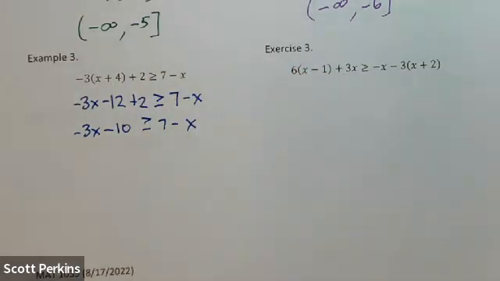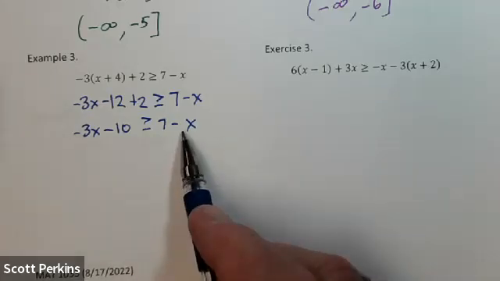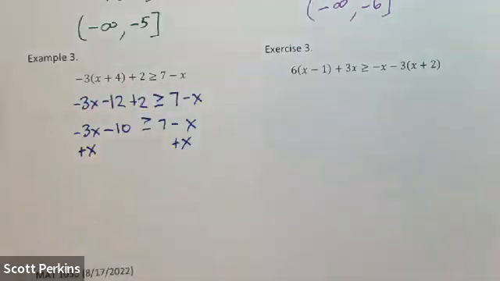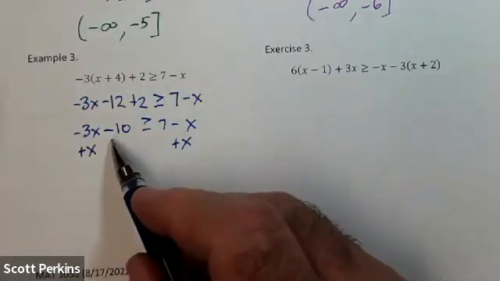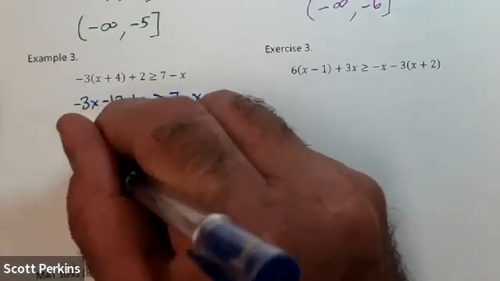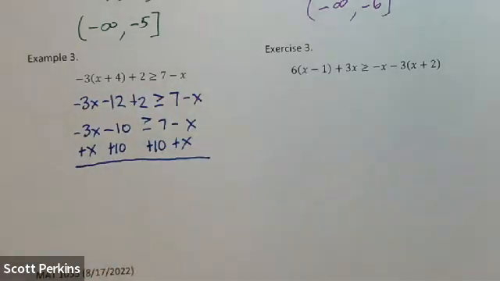And now we're ready to solve. Almost all the time, I put x's on the left, numbers on the right. You're welcome to do different if you want. So I'm going to put all my x's on the left. To do that, this negative x, I've got to add. I'm doing the opposite. This negative 10, I've got to add. I'm doing the opposite. Have I lost anybody?